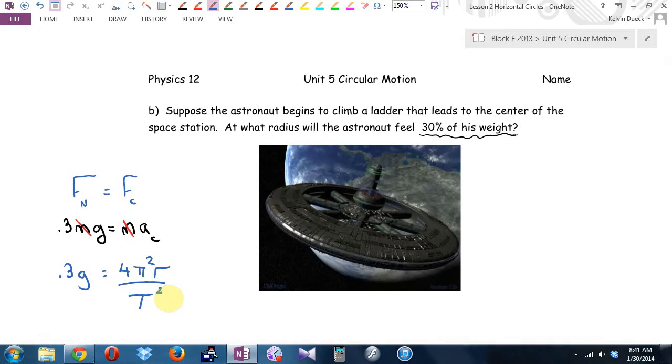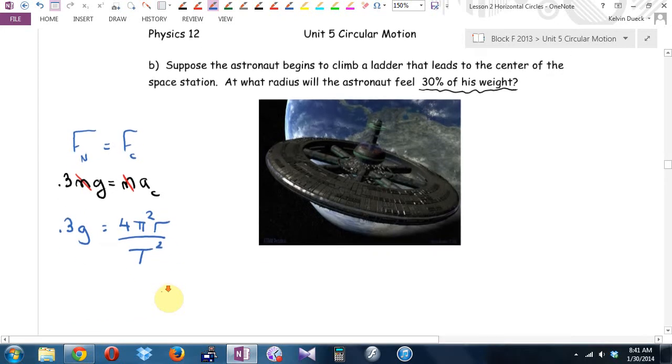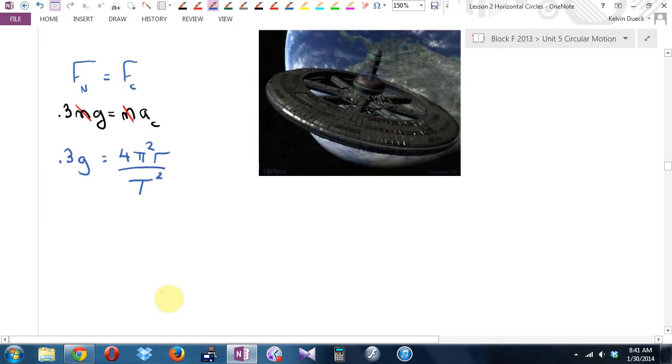Do I know g, 9.8 on the Earth? Do I know T, the period? I figured it out in part A. Cool. So let's get the r by itself. It's going to be a little cross multiplying and moving things diagonally and things like that. As an equation, what's an expression for the radius?